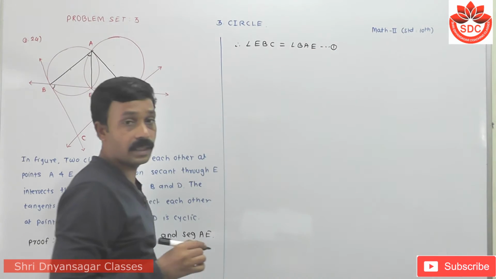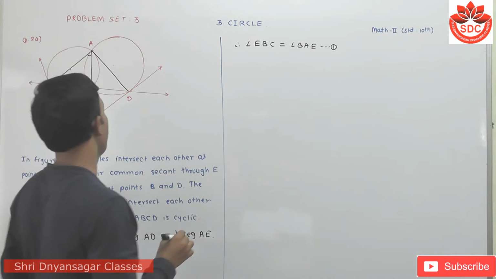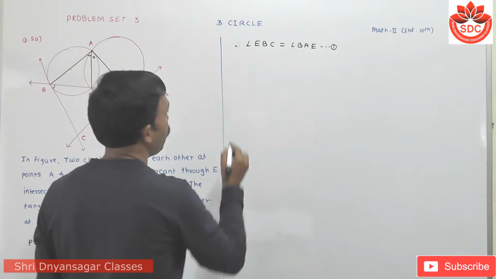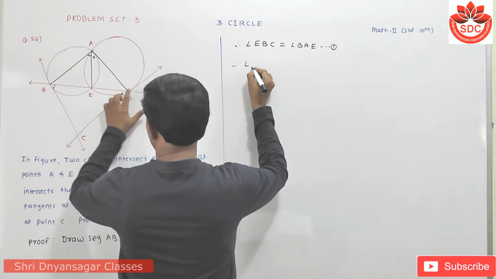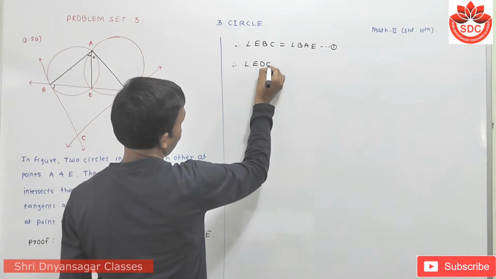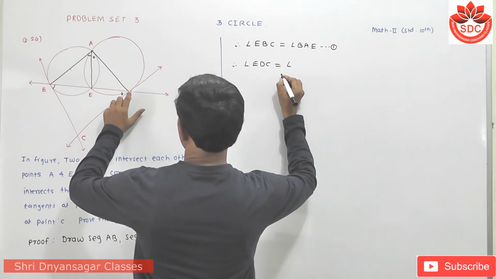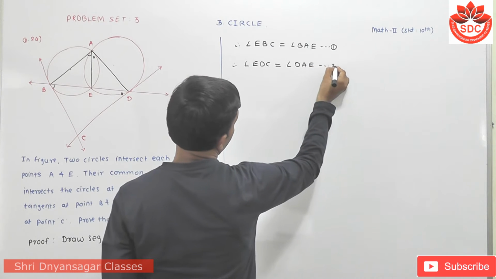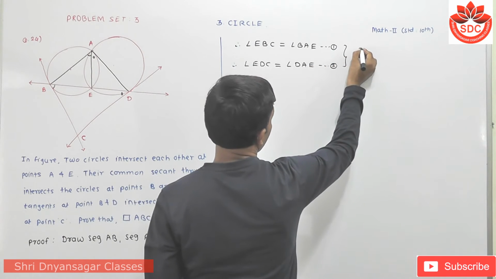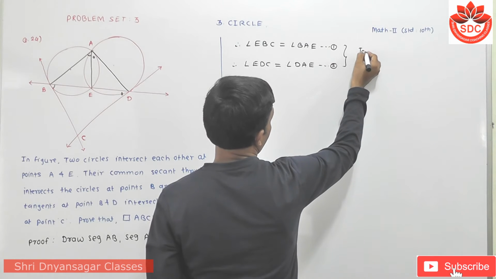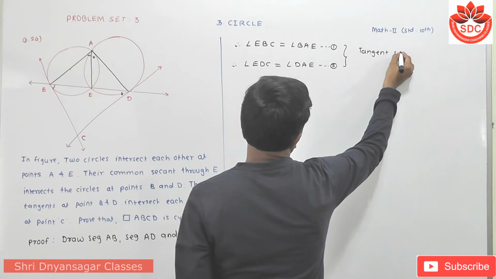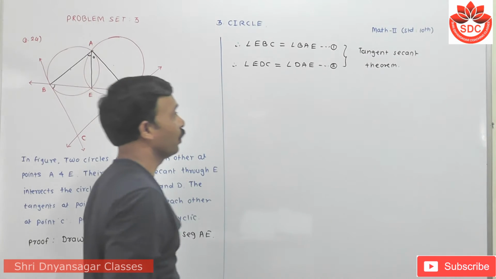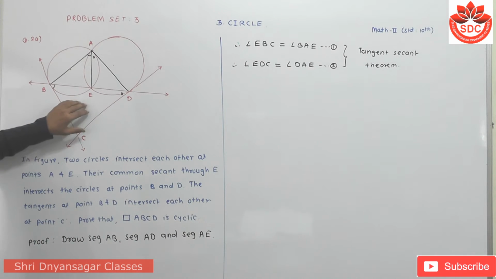Then I will write the reason is the tangent secant theorem for both of these. To this side also, this angle and this angle are also congruent. So I have to write here, therefore angle EDC is equal to angle DAE. Let it be equation second, and the reason is by using the tangent secant theorem.